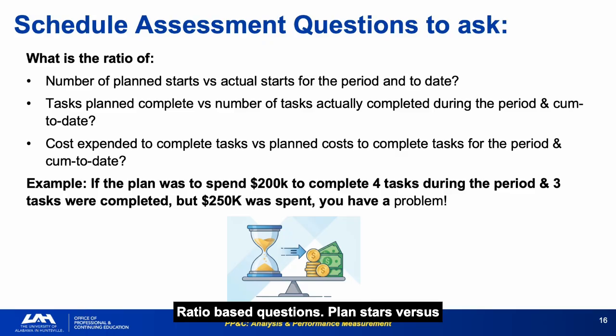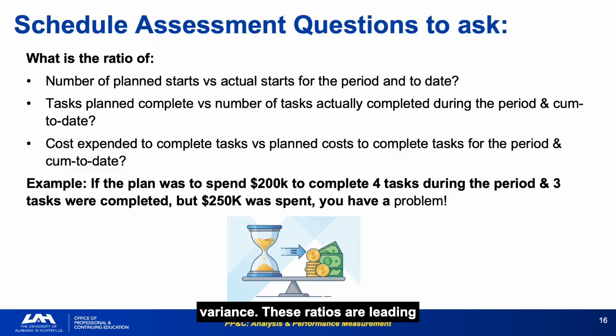Ratio-based questions: plan starts versus actual starts, plan completions versus actual completions, cost expended to complete tasks versus planned cost to complete. The example: plan was to spend $200,000 to complete 4 tasks, but only 3 were completed and $250,000 was spent, captures 3 problems at once: a schedule variance, a cost variance, and a productivity variance.